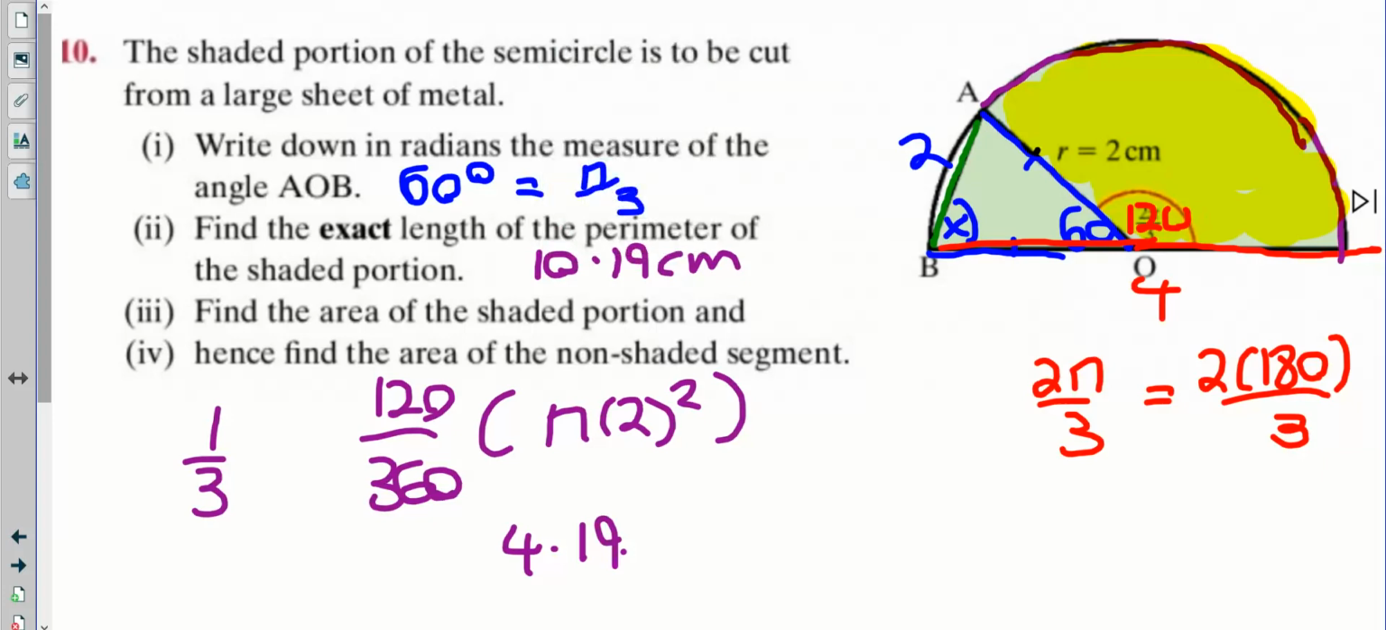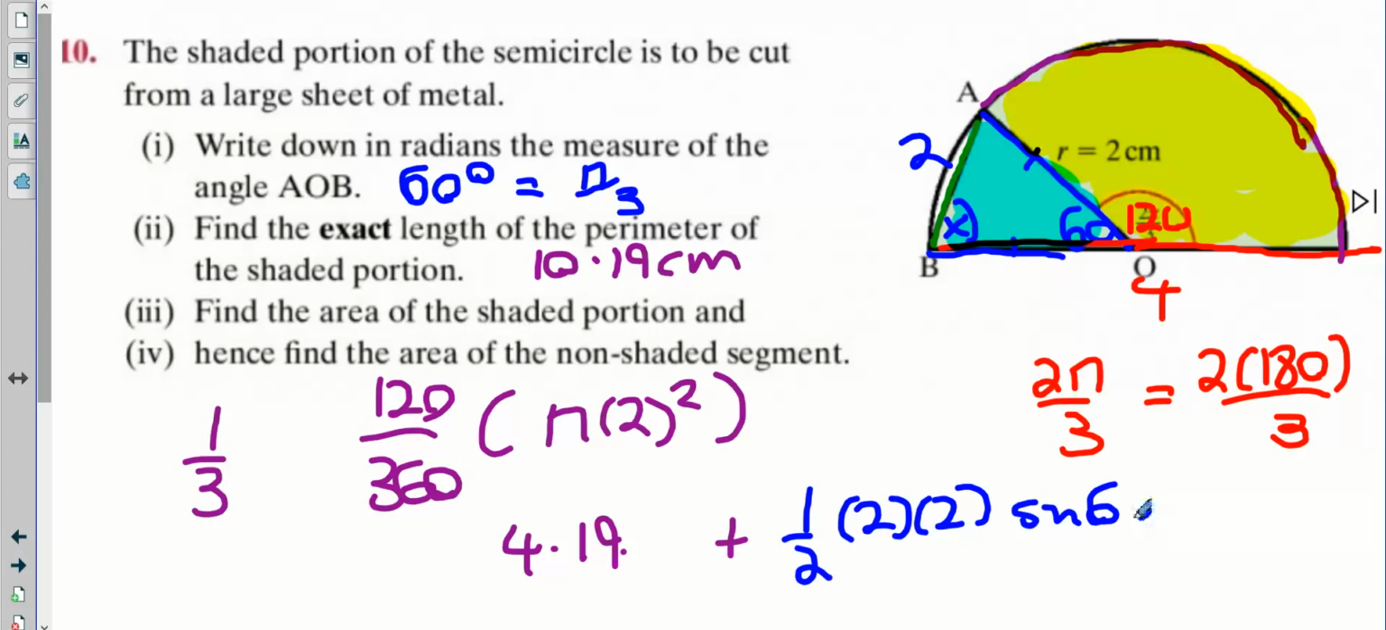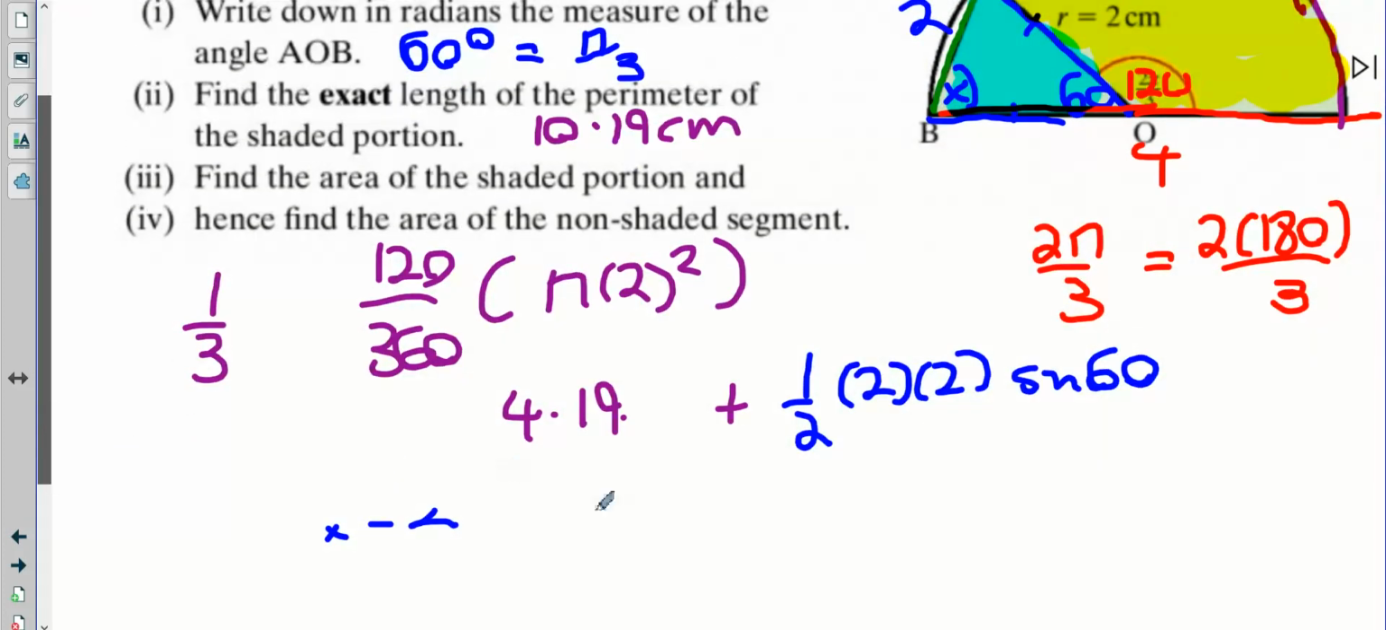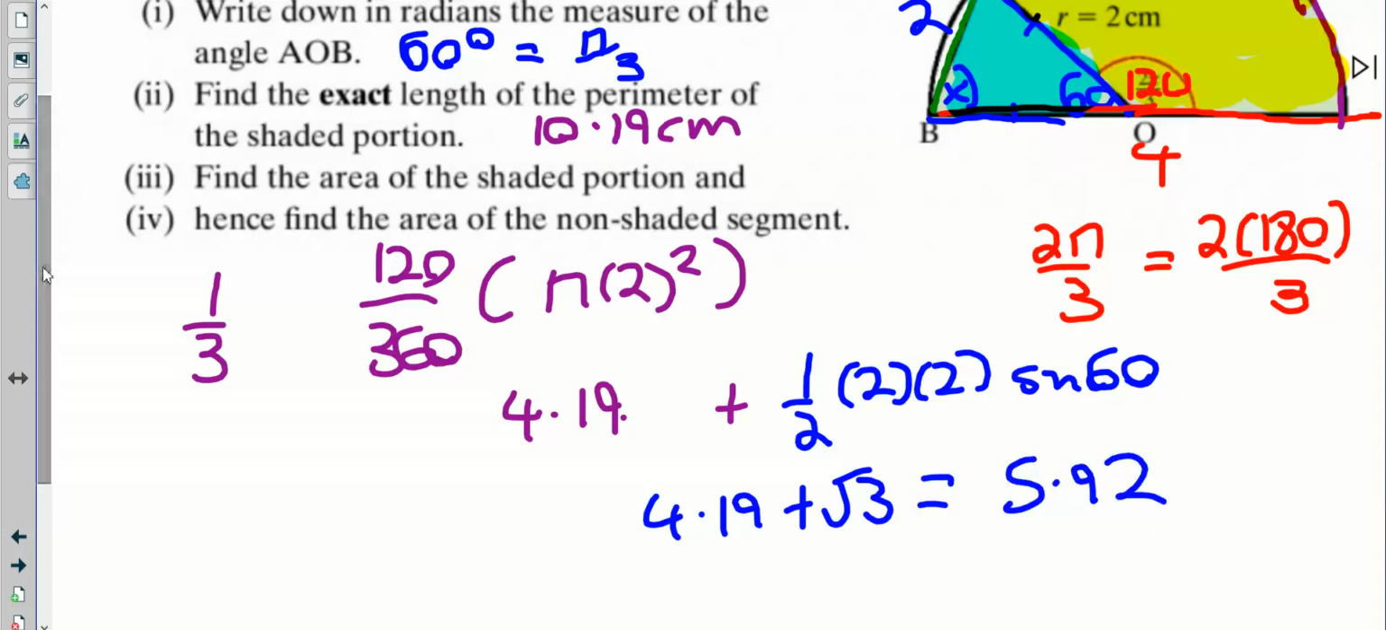How'd you get the area of that then? That blue one there. No need to do half base by height. Yeah, do a half 2 sine 60. See the way it's a half, it's an equilateral, so you can do a half 2 sine 60. What you get for that? Root 3. All right. 4.19 plus root 3 then. 5.92.